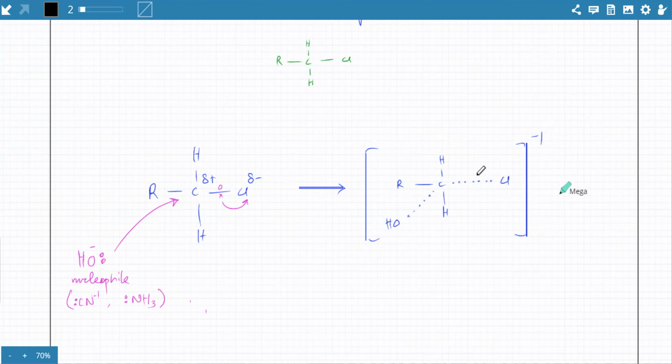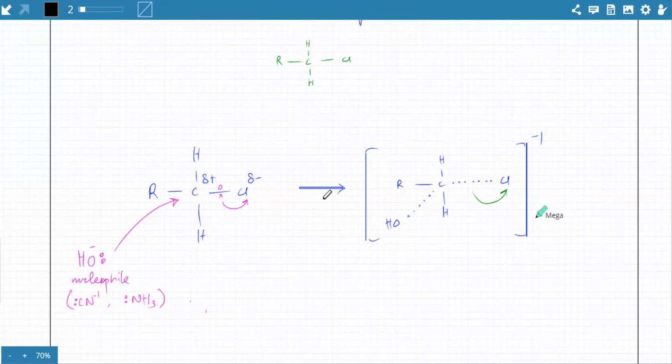I have a question. Why is the chlorine drifting apart again? Because the OH is attacking the positive carbon over here. If the OH is bringing negative charge and moves closer and closer, the electrons over here are going to get repelled. Is that clear? So that's the reason why the Cl is drifting away.